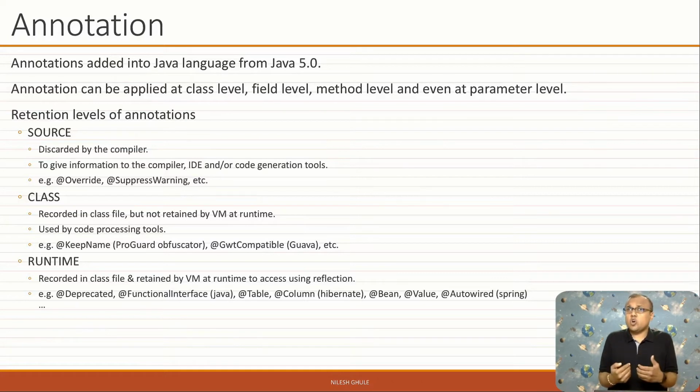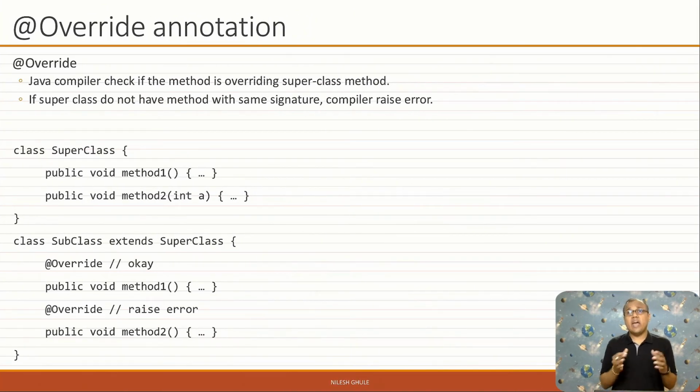Now let us talk about a few commonly used annotations in Java that will give you a better idea about what annotations can do. One of the most commonly used annotations is @Override. As you are aware, in Java, when a method is redefined in a subclass with exactly the same signature as the superclass method, it is method overriding.